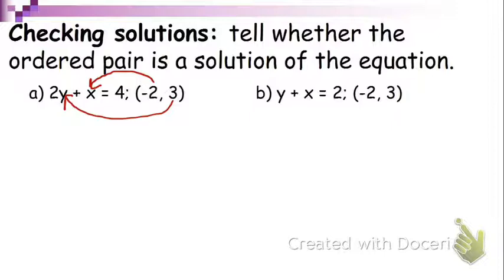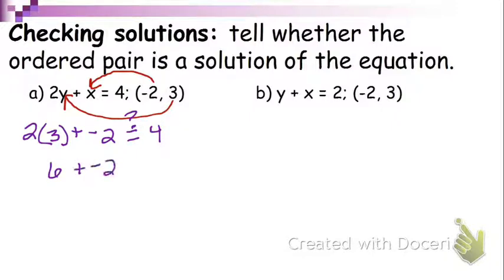So for part A, we'll have 2 times 3 plus negative 2. We're checking to see, does that actually equal 4? So 2 times 3 is 6 plus negative 2. Does that equal 4? 6 plus negative 2 is 4. 4 equals 4. Both sides equal. This one checks out. That means that negative 2, 3 is a solution.